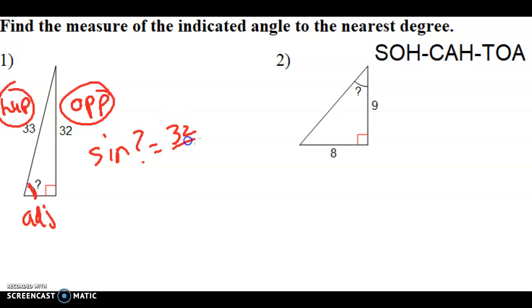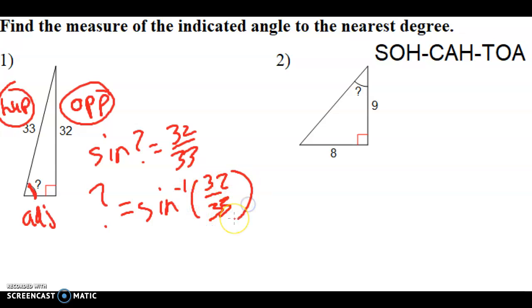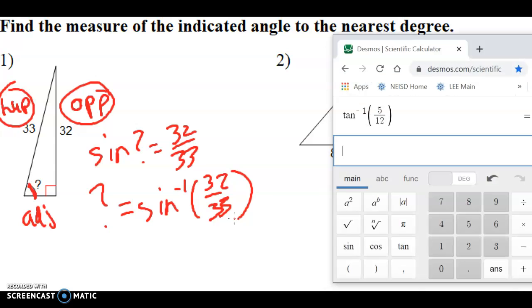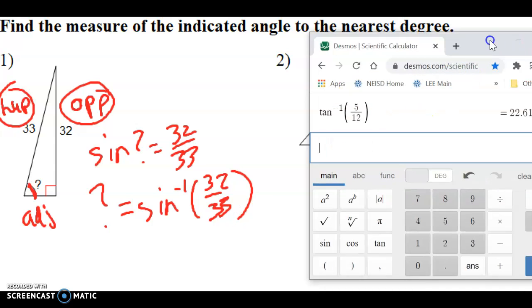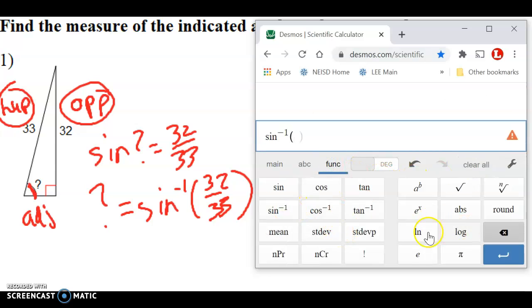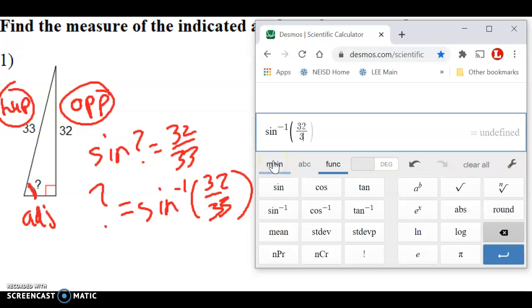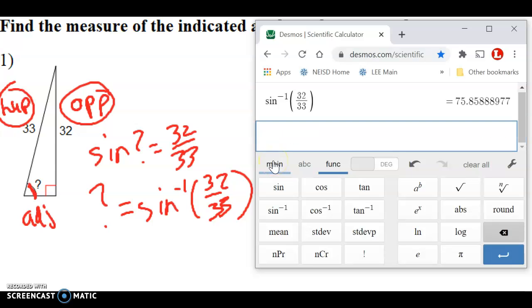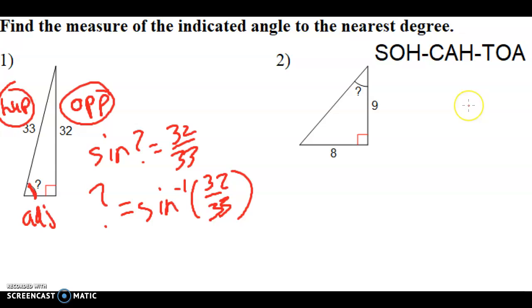So if I want to write this out, I could say that the sine of my unknown value is 32 over 33. But really what I want to do is write my unknown value as the inverse sine of 32 divided by 33, because the inverse sine will tell me my angle. Now, on my calculator, I can go into my function screen and click inverse sine. 32 divided by 33, I just typed it out, and I end up with 75.858. So to the nearest degree, that would be 76.